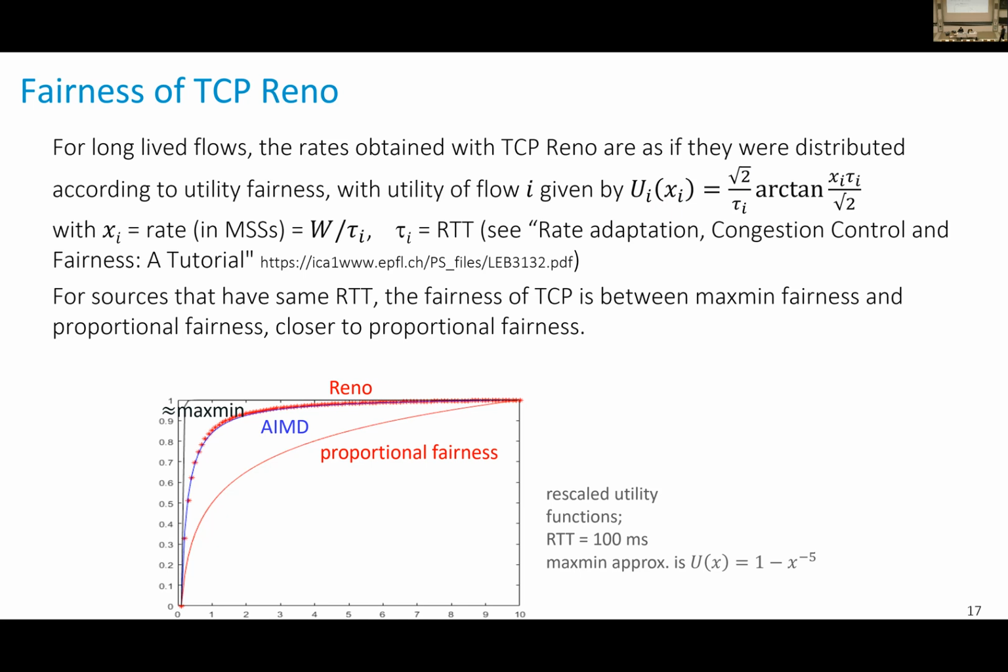But it doesn't really matter. If you plot the AIMD in blue versus Reno in red, you see it's quasi the same. Of course, I plotted the curves by rescaling at one point, starting from the same initial value, because utilities are just relative. It's only the relative value of utility that matters. So the take-home message: in practice, it doesn't matter, at least for a fixed RTT here.